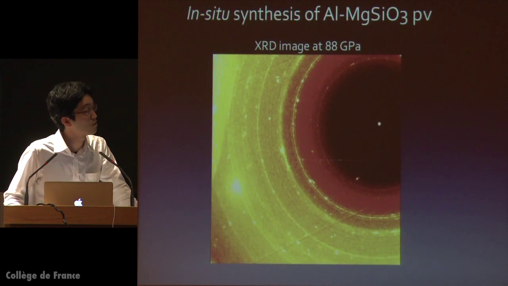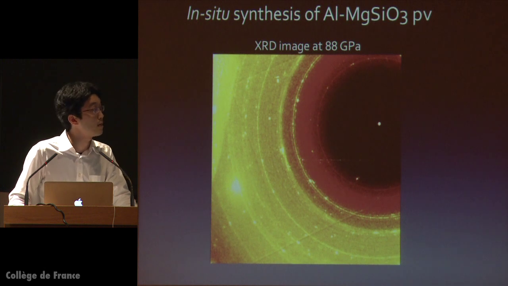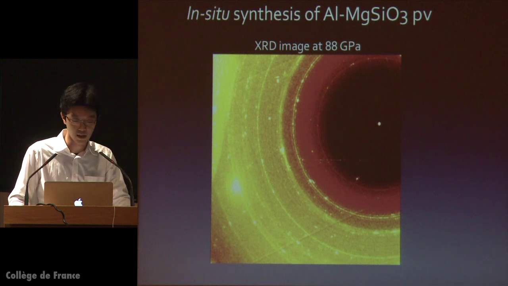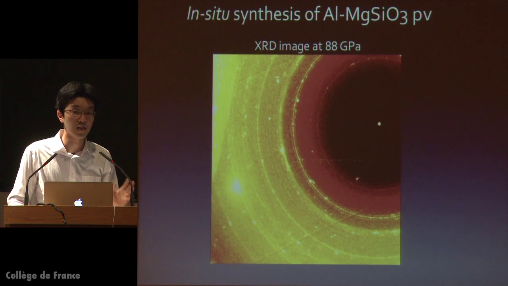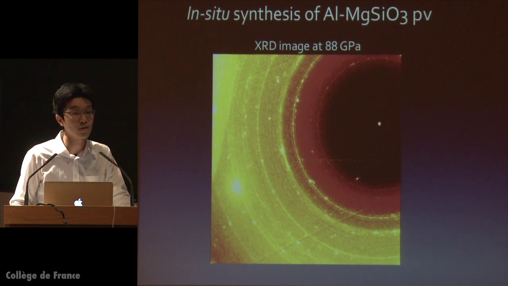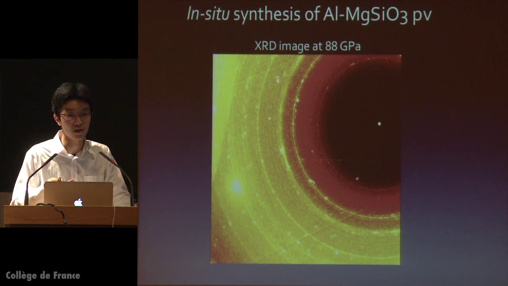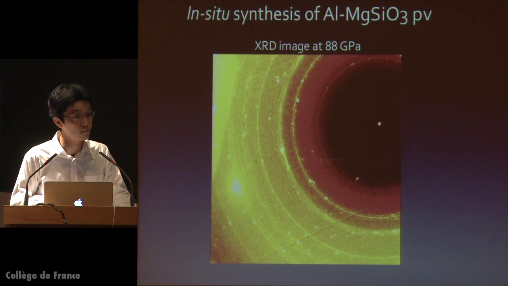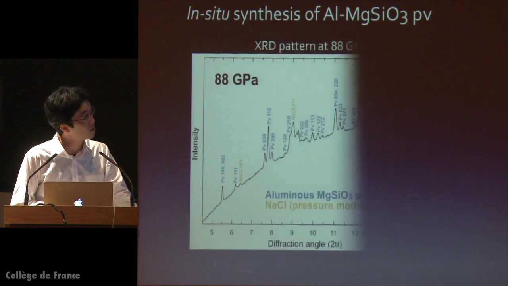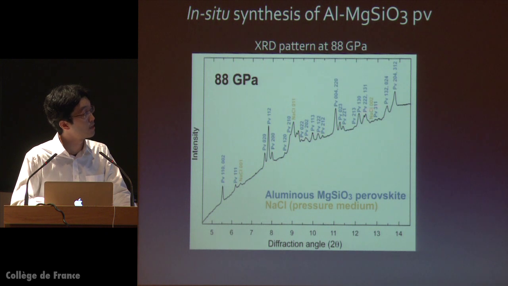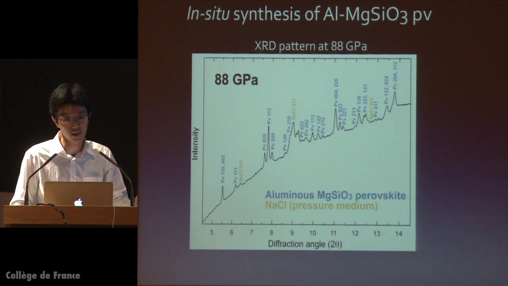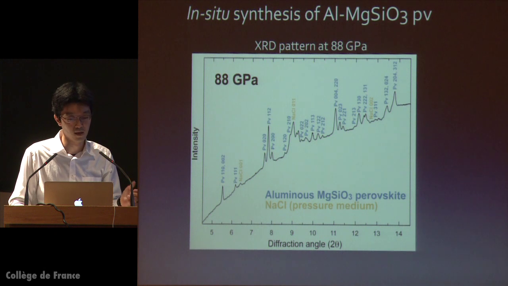Now let's look at the aluminous perovskite. In the experiment for the aluminous perovskite, the sample was synthesized in situ at high pressure in the diamond anvil cell with laser heating from gel starting materials. And we obtained a very sharp X-ray diffraction pattern from the sample, as shown here. These are very sharp peaks from the perovskite, and this means that we obtained a very fine-grained polycrystalline perovskite sample.